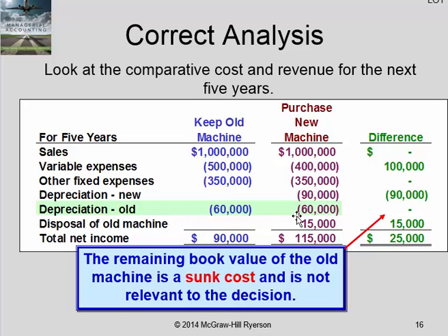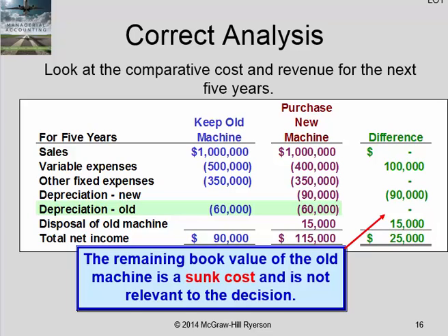And finally, the disposal of the old machine, that is in fact going to generate some cash flow because we're actually going to get paid when we sell the old machine. So that is a relevant cost for the decision. Okay, so now as we look at this, the effect on net income shows that the new machine would contribute $115,000 towards net income, and the old machine only $90,000. And so the difference, acquiring the new machine, essentially improves our net income by $25,000.